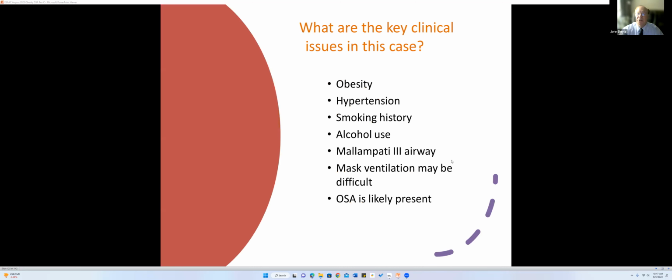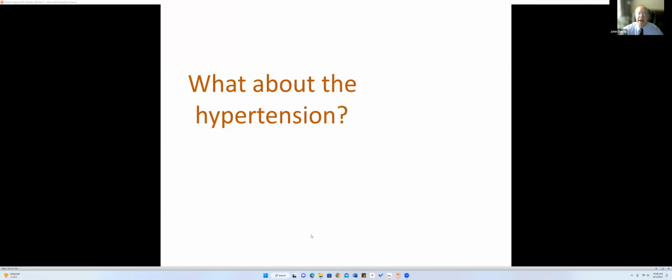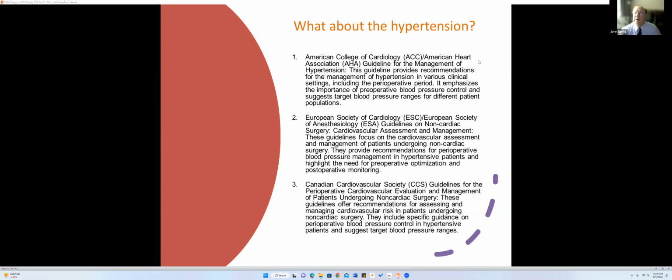Well, obesity, hypertension, smoking history, alcohol use, Mallampati 3 airway, mask ventilation may be difficult, and obstructive sleep apnea is likely present in this case. What about the hypertension? One question is, do you want to start beta blockers on this patient? Here are 3 different society recommendations from the American College of Cardiology, European Society of Cardiology, and the Canadian Cardiovascular Society. They make specific recommendations about blood pressure control, and they suggest target blood pressure ranges prior to the induction of anesthesia. So yes, that needs to be treated.